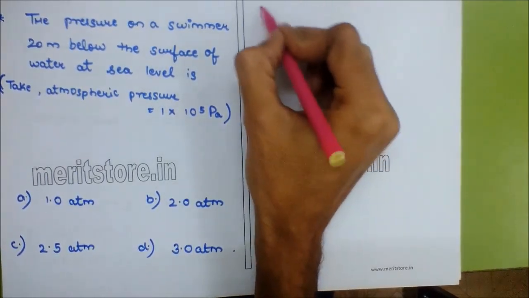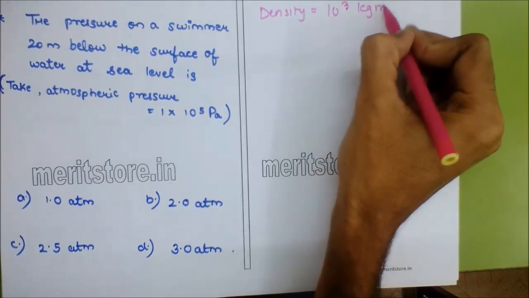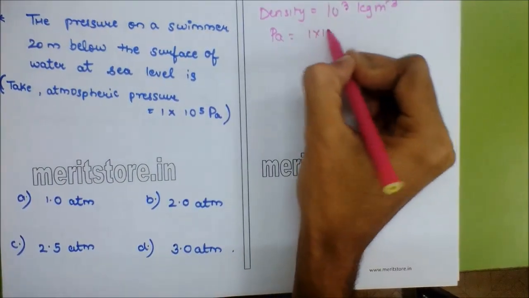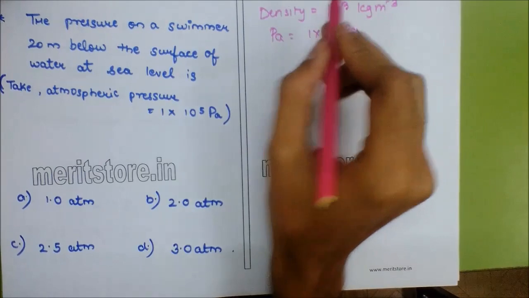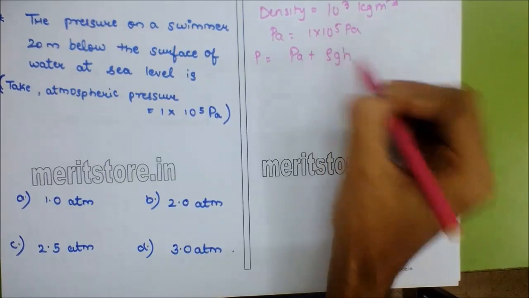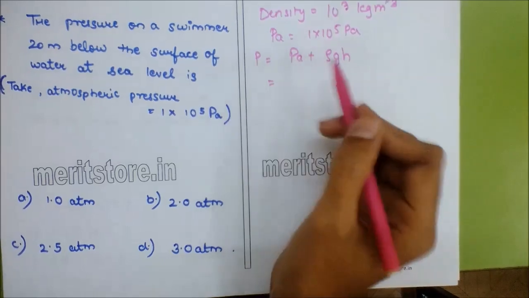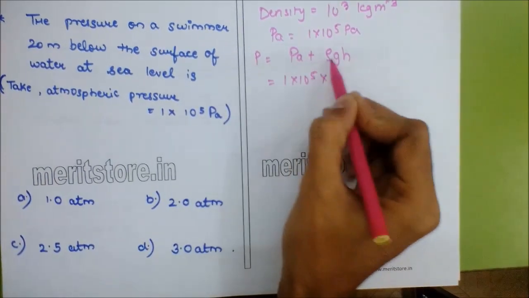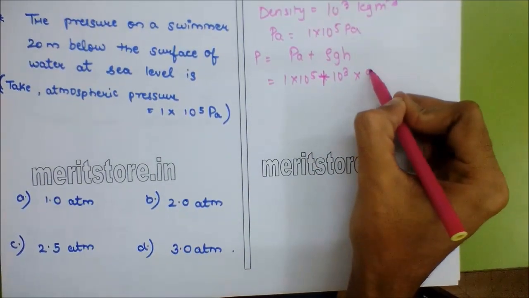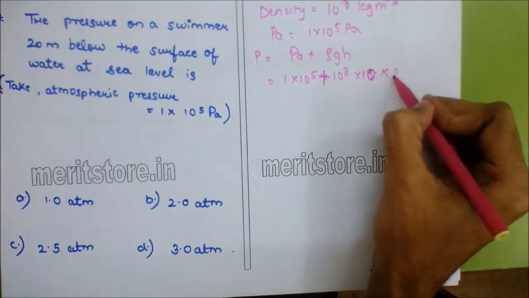Next we have the density, we can take it as 10 raised to 3 kilogram per meter cube. Next we have the atmospheric pressure, which is 1 into 10 raised to 5 pascal. So the total pressure on the swimmer will be the atmospheric pressure plus rho gh, that is the density into the height into the gravitational constant. So Pa, which is 1 into 10 raised to 5, plus rho, the density 10 raised to 3, into g, which we are rounding up to 10, multiplied by the height, which is 20.